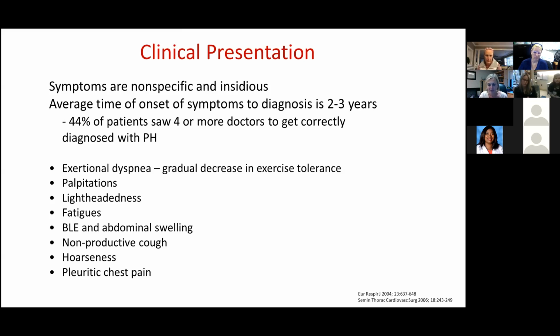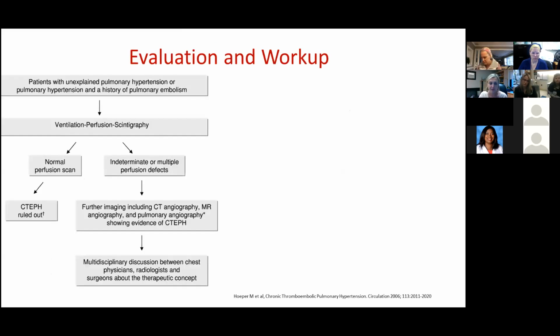But also some of the symptoms that people report are actually due to just increase in pulmonary artery size. So non-productive cough, hoarseness, and also pleuritic chest pain. So what is the evaluation for CTEPH?